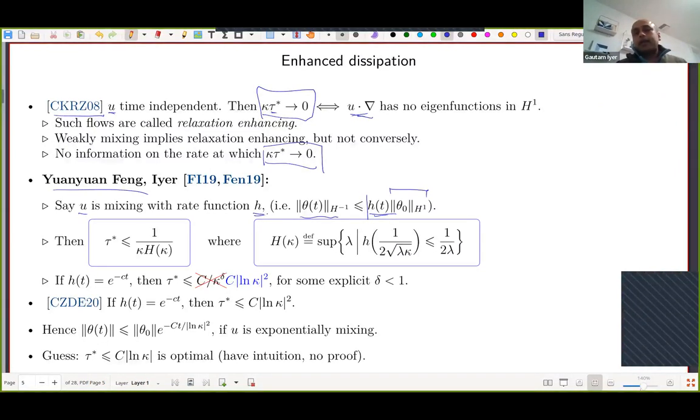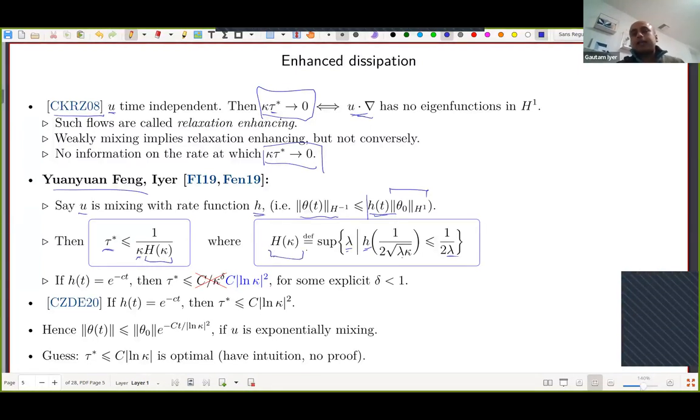Then my result is I can give you an explicit formula for the dissipation time, right? Which is I'm telling you that the amount of time I take to lose a fraction of your initial energy is 1 over kappa times capital H of kappa. What's capital H? It's something I can write down in terms of the mixing rate, which is, look at this equation, the mixing rate H of 1 over 2 square root lambda kappa, and solve for that equal to 1 over 2 lambda. Solve this over lambda. Yeah. Once you solve it, whatever the answer is, that's called H of kappa.